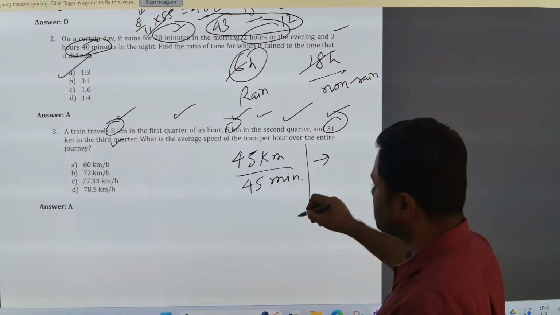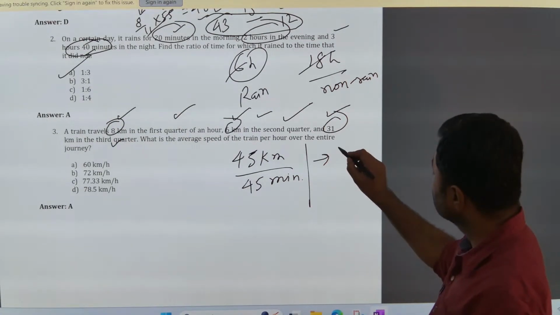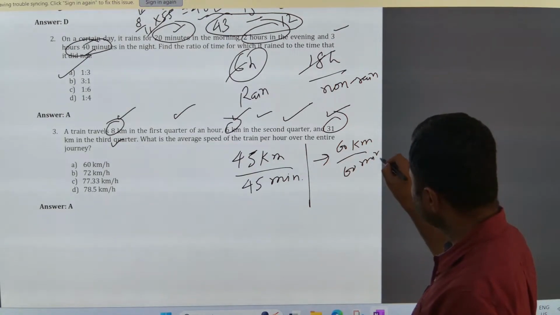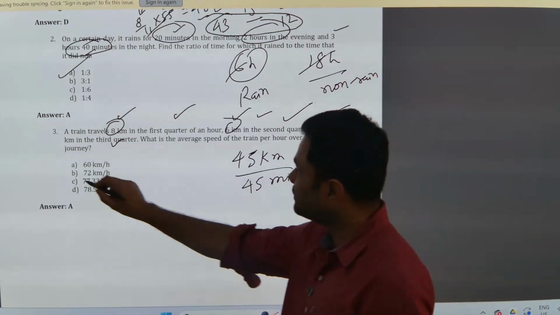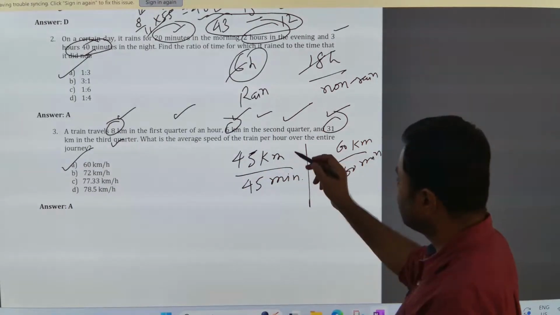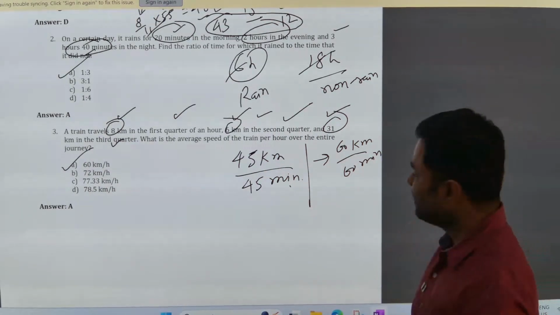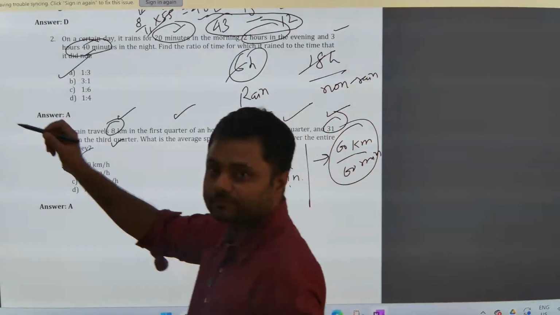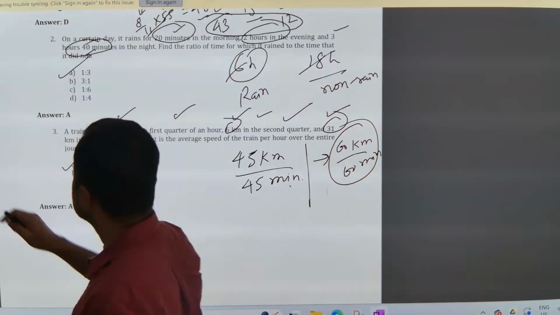So what is the speed per hour? If 45 kilometer in 45 minutes, that means 1 kilometer in 1 minute. So 60 kilometer in 60 minutes, that means 60 kilometer per hour. Right? So that is question 3.